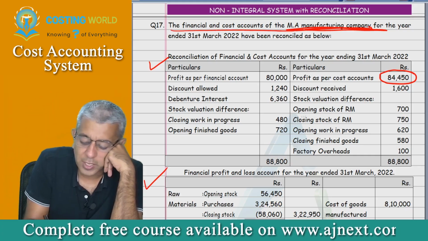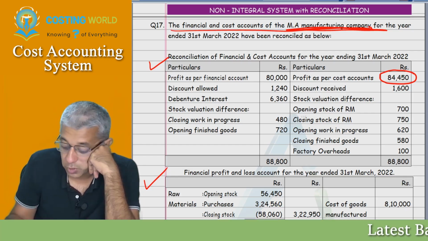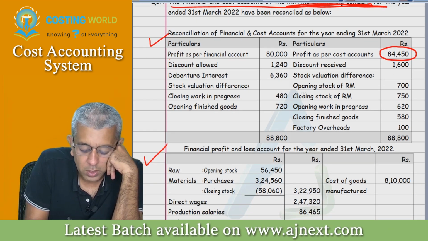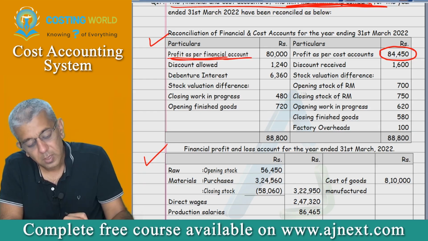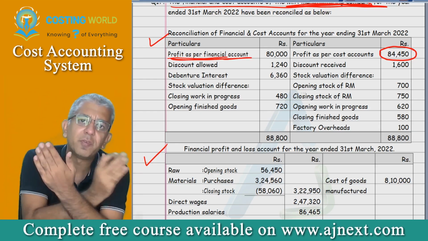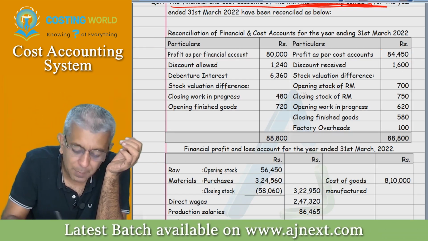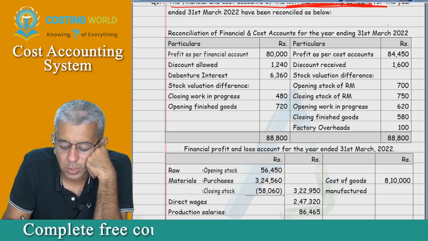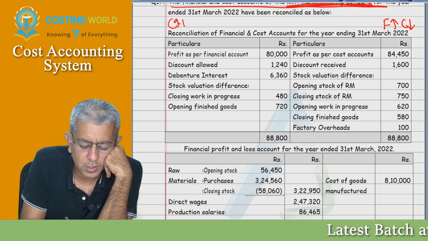Listen. The financial and the cost accounts of MA Manufacturing Company for the year ended 31st of March 2022 have been reconciled as below. So reconciliation is given to you. But now you all check your reconciliation account. In this account, what those guys have written on the debit side: profit as per financial accounts. Can you say it is completely reverse of whatever you all do? Yes, sir. Okay, so in case you want to write symbols, symbols will also get reversed, no? Yes, sir. So what symbol should I write on the credit side? Costing. Financial increase, costing decrease. You can also write costing increase, financial decrease.